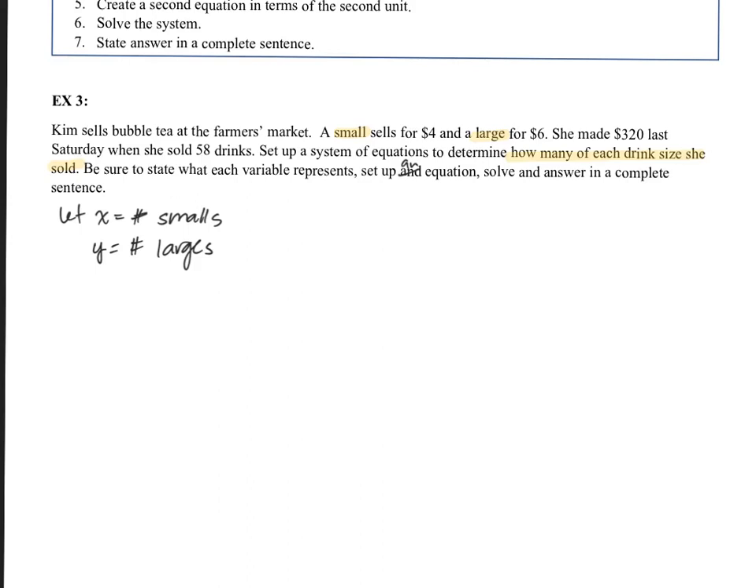Now let's go ahead and determine what different types of units. Well, let's see. I see dollar signs going on here. I have $4 and $6, and then I know that was a total of $320. Any other units we see? Well, we saw that she sold 58 drinks. That's the number of drinks. So those are the two different types of units we have: dollars, and number of drinks.